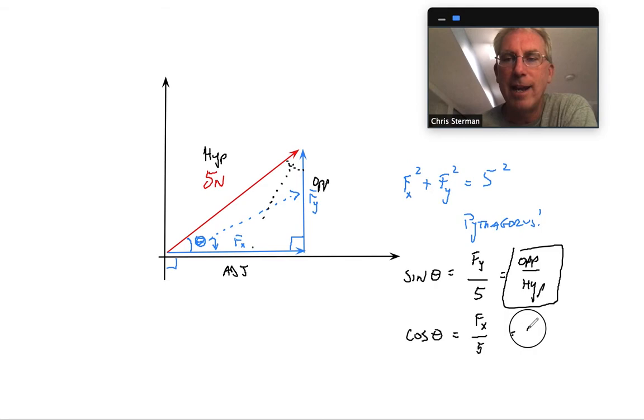Or the actual identity is adjacent over hypotenuse. And that would allow me, if I knew my angle, to also find my x component. And then last but not least, tangent. Now, if I have tangent of theta, that is going to be my opposite side over my adjacent side.